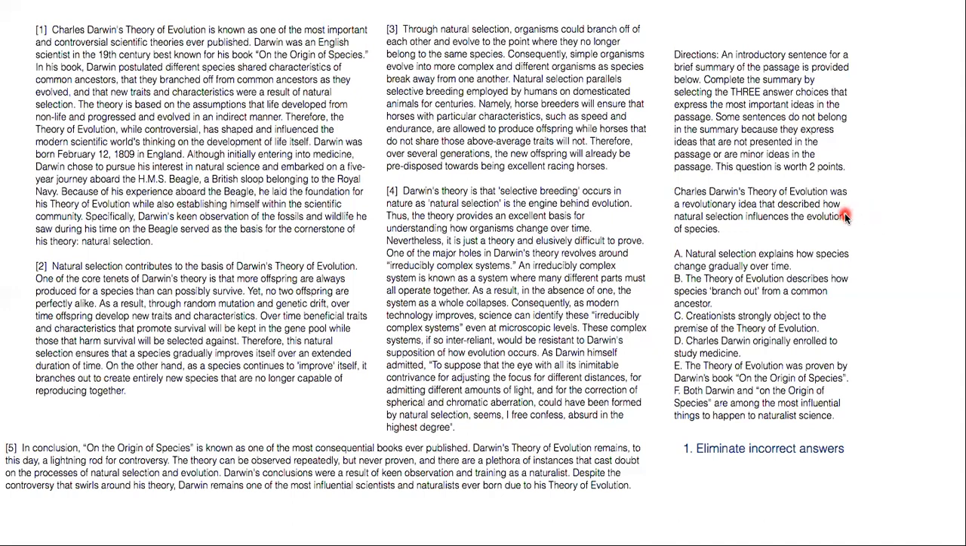Well, the first thing that jumps out at me is answer choice C. Creationists strongly object to the premise of the theory of evolution. Well, going through this whole passage, this says nothing about creationists and objections to the premise of the theory of evolution. Even though it does mention that it's controversial, it doesn't say who is disagreeing with it. So we can immediately eliminate this.